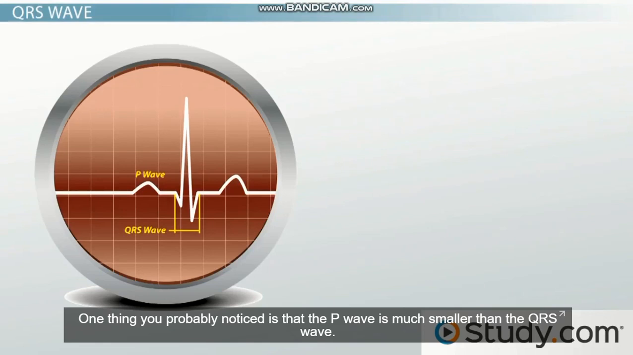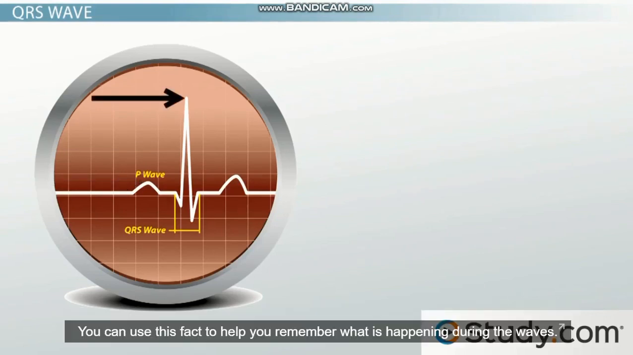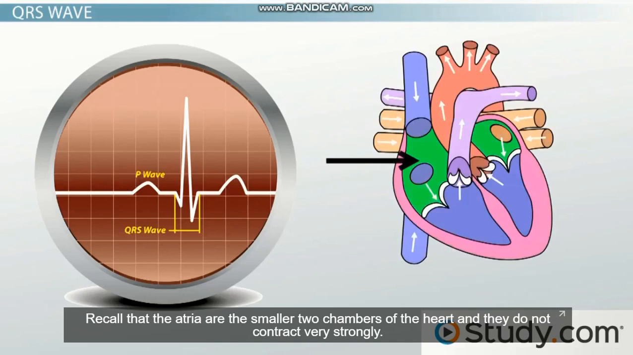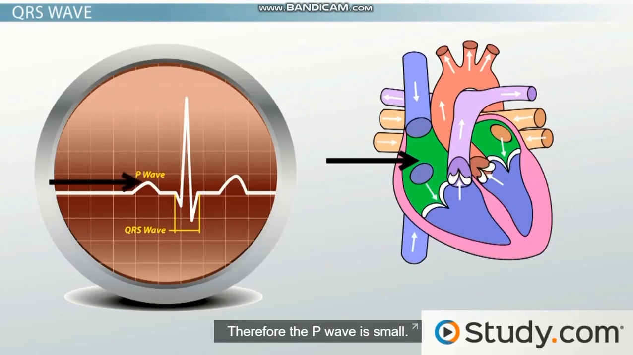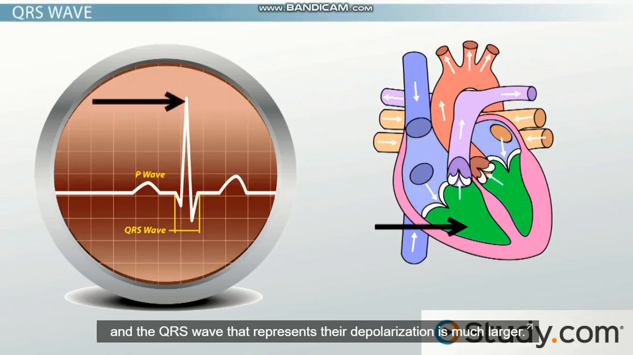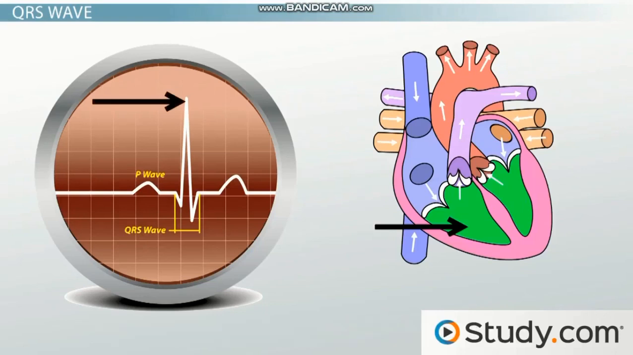One thing you probably notice is that the P wave is much smaller than the QRS wave. You can use this fact to help remember what's happening during the waves. If you recall that the atria are the smaller 2 chambers of the heart, and they don't contract quite as strong, therefore the P wave is smaller. In contrast, the ventricles are the muscular pumps of the heart, and the QRS wave represents their depolarization, and it is much larger of a wave.